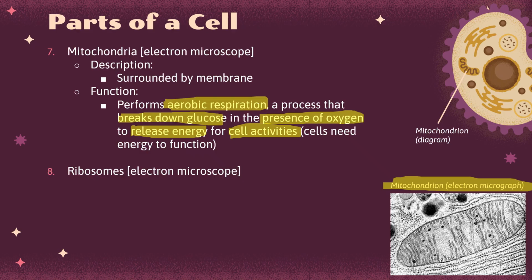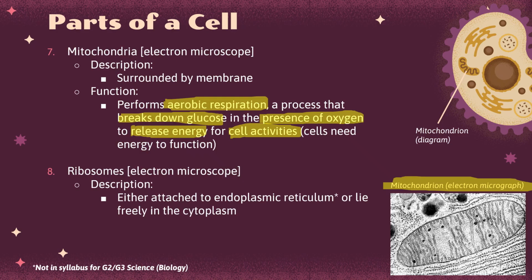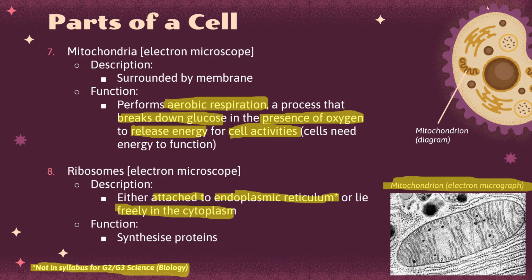The next structure to learn is ribosomes. Ribosomes are either attached to the endoplasmic reticulum or they are lying freely in the cytoplasm. So they are either attached or they are found in the cytoplasm floating around. Please take note that endoplasmic reticulum is not in the syllabus for science biology, but you still need to learn ribosomes. You need to know the function, and the function of the ribosome is to synthesize proteins. Very easy. They make proteins.